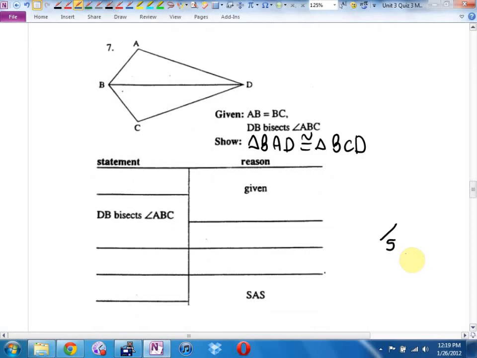Sydney, what am I going to write first here, kiddo? Given. Oh, and I'm going to mark it on my diagram, because trying to keep track of all this in your head ain't happening. So AB, dunk dunk, BC, dunk dunk. And I'm already thinking in terms of congruency rules, side.